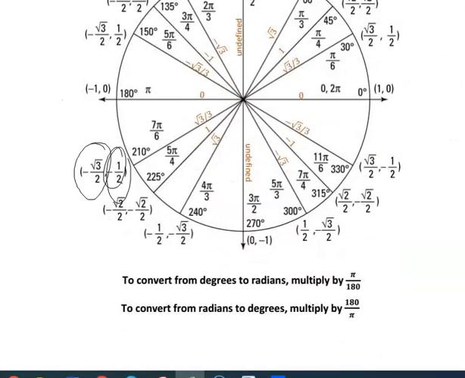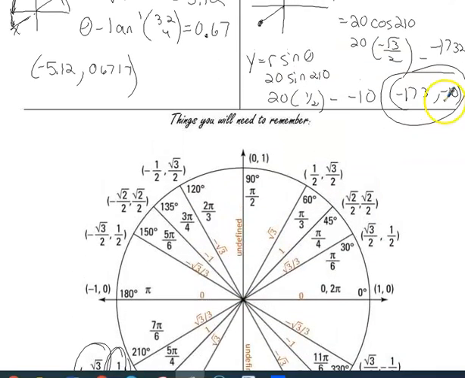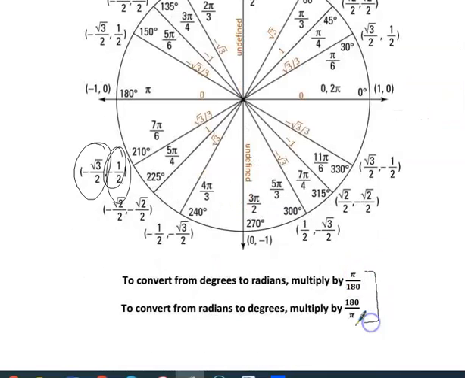And that is the main stuff you need to know. Don't forget, I did it by using the unit circle, but you could also just know these values to convert from degrees to radians or radians to degrees.